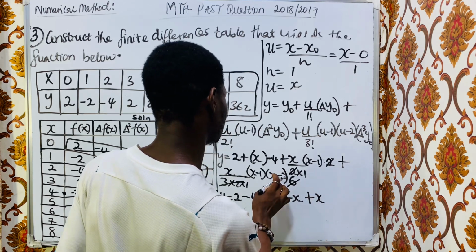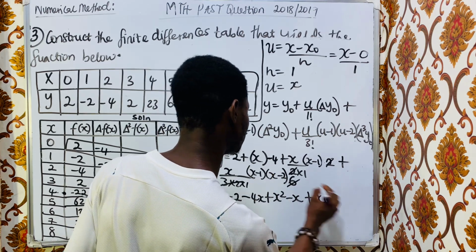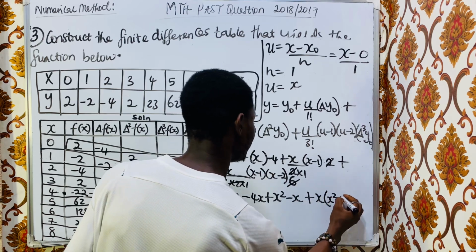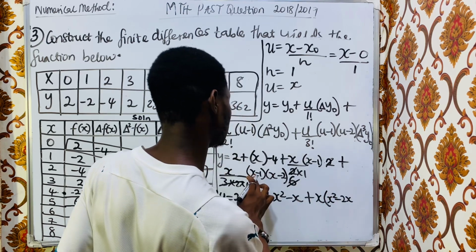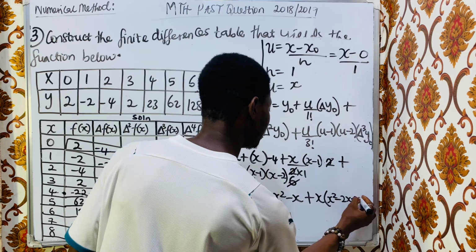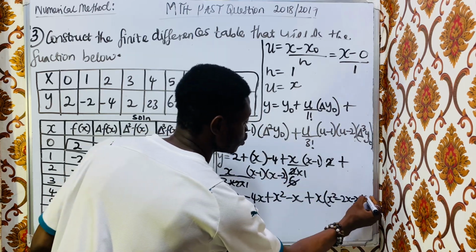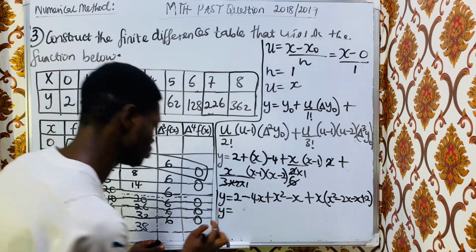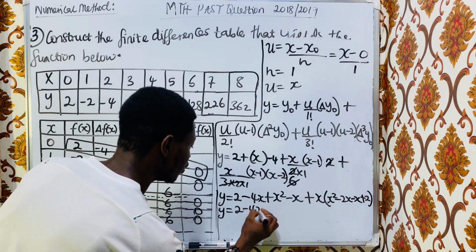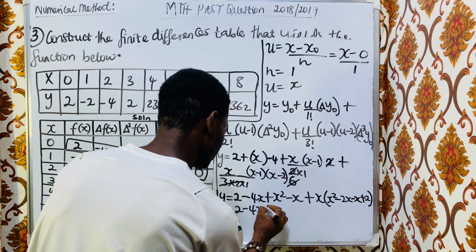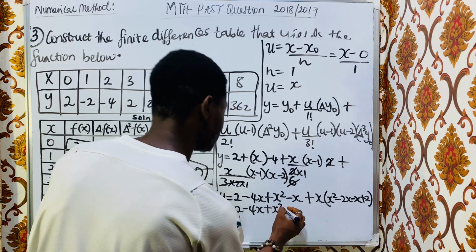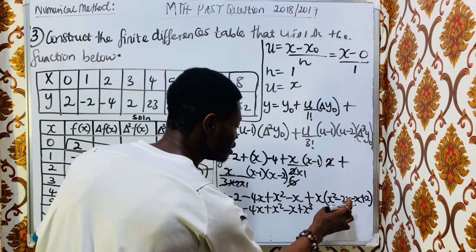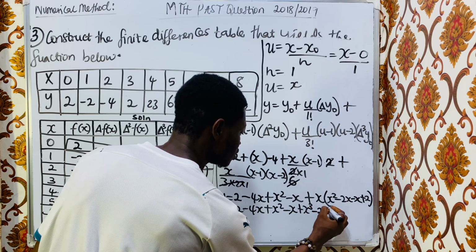So we are left with x times x into x times x, which is x squared. X times this negative 2x, x times this negative x. This times this will give us plus 2. So we are going to have y equals 2 minus 4x plus x squared minus x plus this times this will give us x cubed. This times this will give us negative 2x squared.